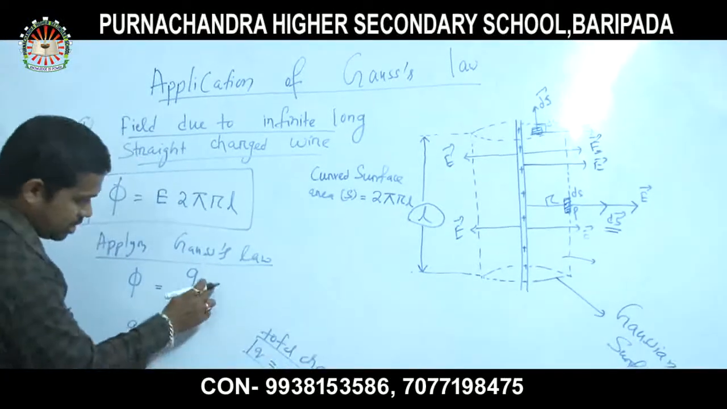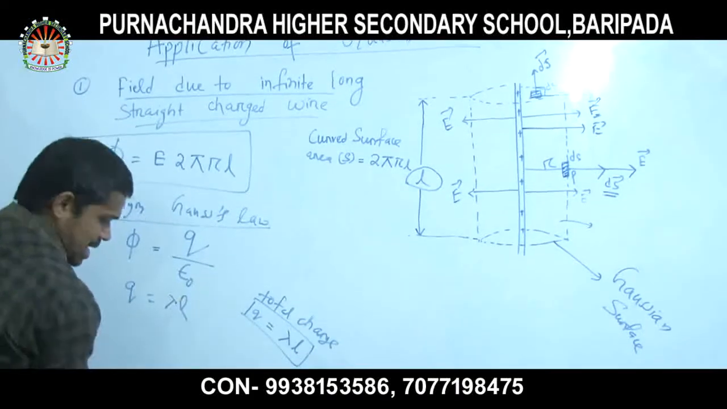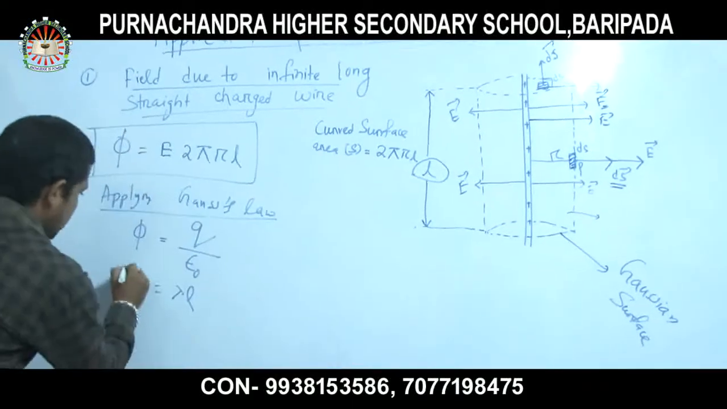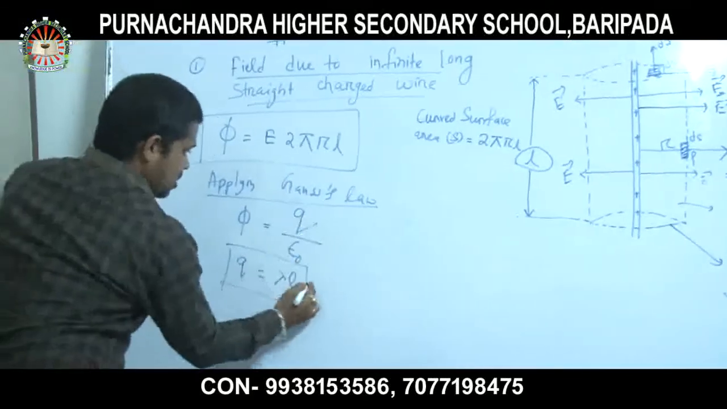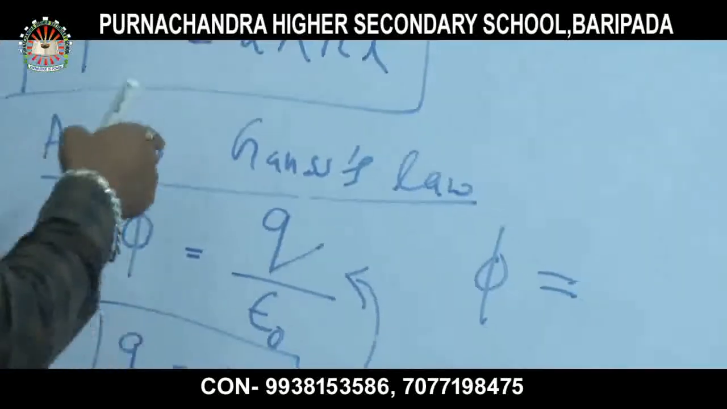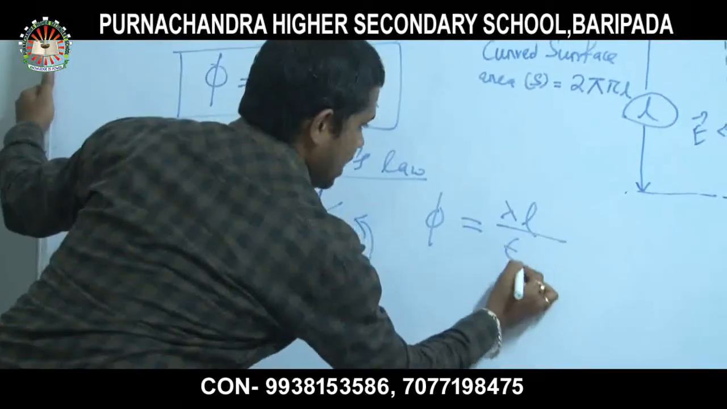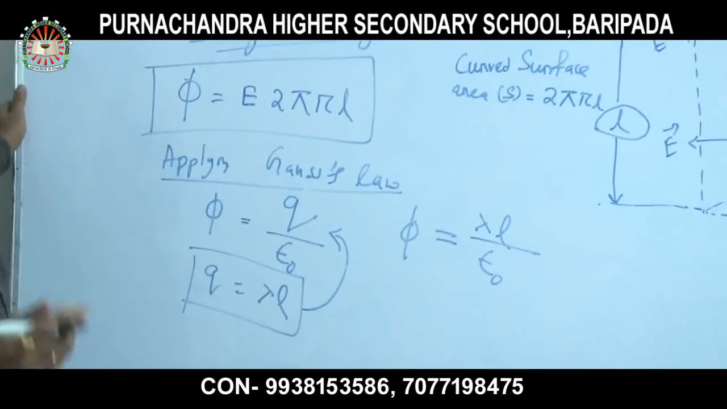Let us put the value here. So q is equal to lambda L. Let us put this value in this part. So what will I get? According to the Gauss law, the flux phi is equal to lambda L divided by epsilon 0.